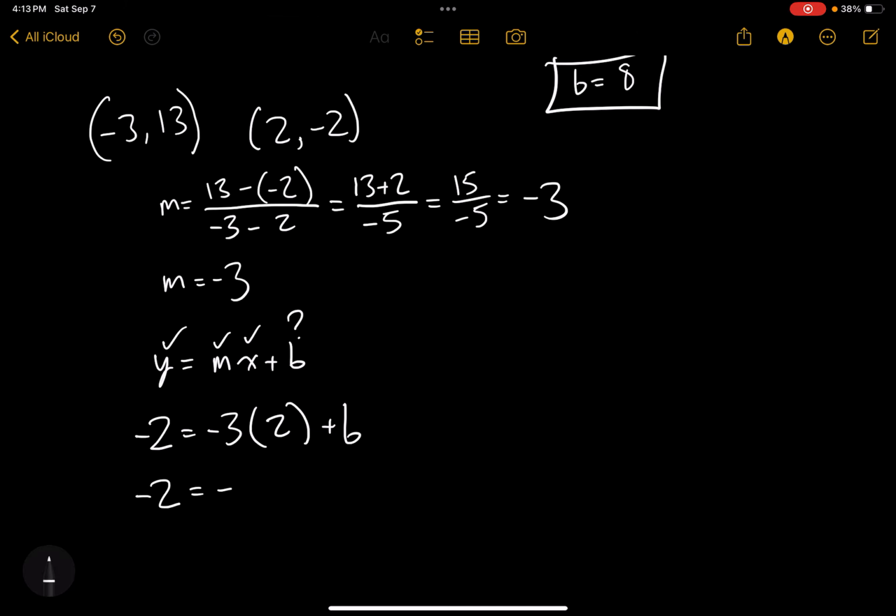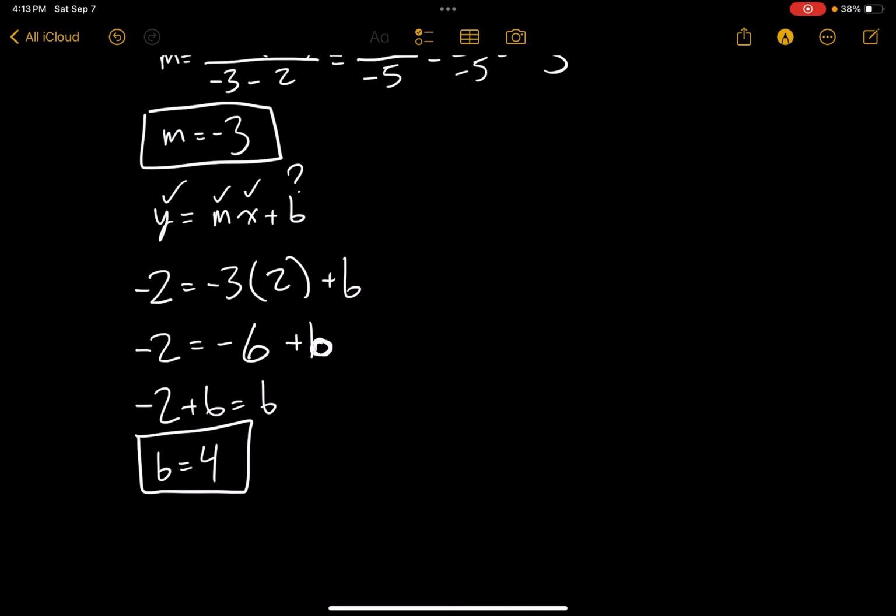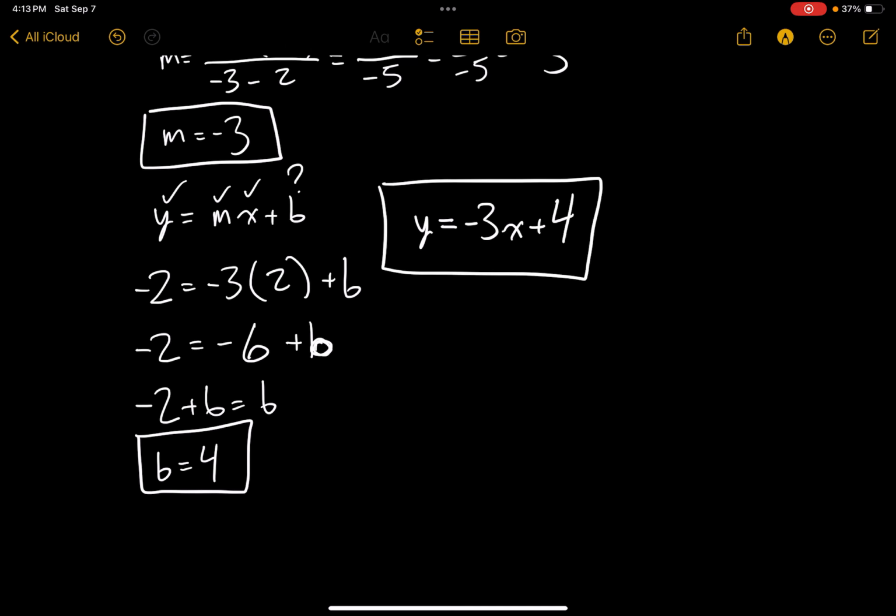Let's make my b's look less like 6s. Now my b's look like a 10. Okay, so what are we left with? We're left with minus 2 plus 6 equals b, or b equals 4, in which case I have m and I have b of my equation. So I have y equals minus 3x plus 4 is my answer.